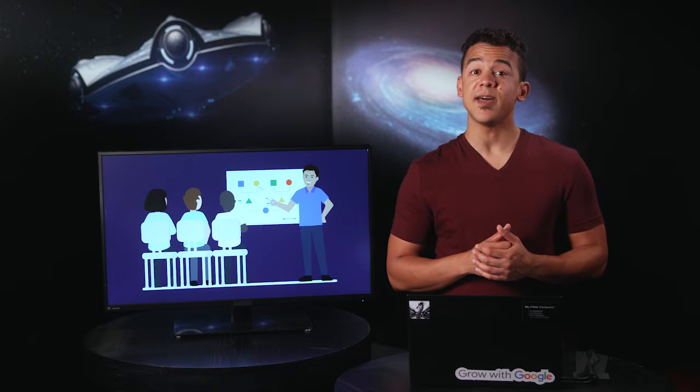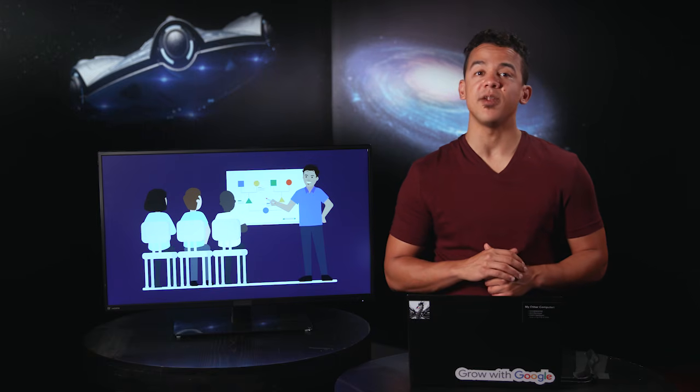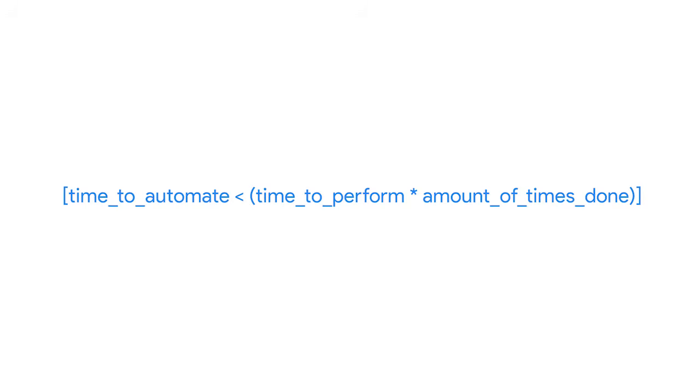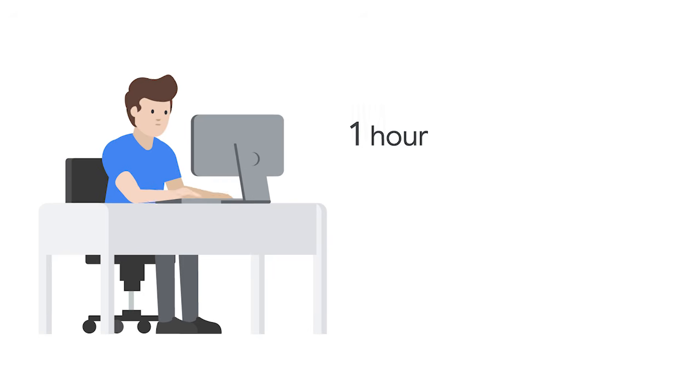A simple heuristic that can help us decide is to estimate how long it takes us to do a certain task and then multiply that by how many times we perform that task in a given time window. If we estimate that it would take less time to automate the task than it would to do it manually, chances are it's a good candidate for automation. So, if the time to write the automation is less than the time to perform the task, multiplied by the amount of times you do it, then automate the task. Let's check out a real-world example.